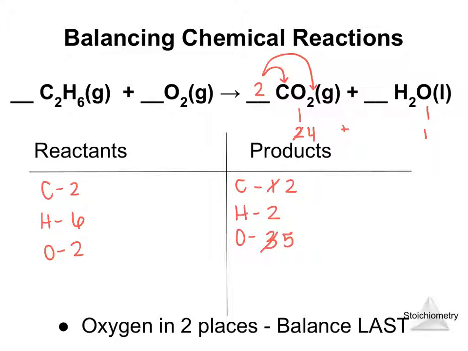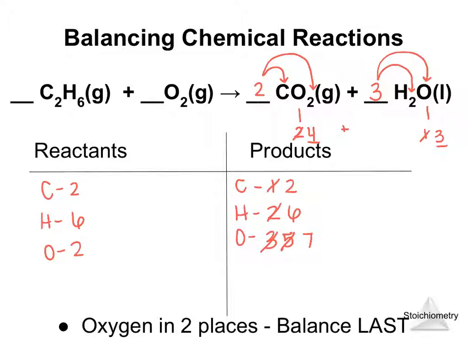Okay, let's do hydrogen next. I've got 6 in my reactants, 2 in my products. 2 times 3 is my coefficient. And I'm going to recount. So 3 times 2, I have 6 hydrogen. That's what I meant to do. But it also changed my oxygen. So now I've got 3 oxygen here. So I've got 4 plus another 3 for a total of 7. Okay, whew. Now my oxygen.